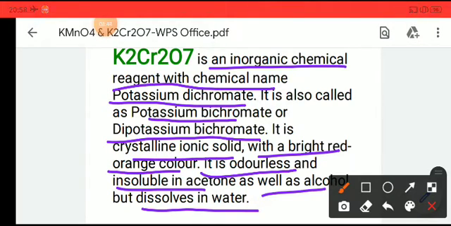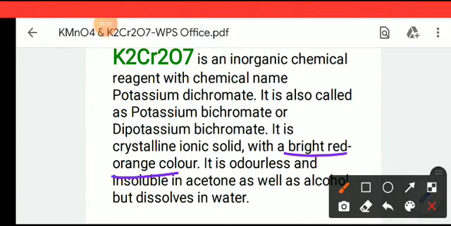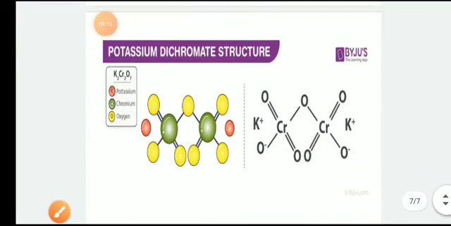K2Cr2O7 is odorless and insoluble in acetone and alcohol, but it is soluble in water. K2Cr2O7 is called potassium dichromate, and it has two other names, potassium bichromate or dipotassium bichromate. It has a bright red-orange color and is a crystalline solid in form. Remember, it is a crystalline solid like KMnO4. Okay, so let's move to the next point.